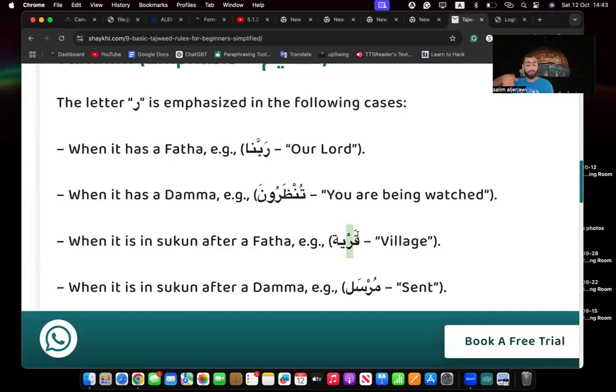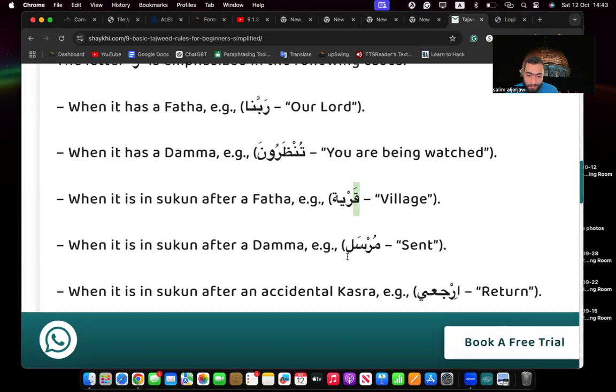If it has fatha or dhamma, now a small secret: if it's on top, it doesn't matter. Make it thick, because fatha and dhamma are always on top. If it's on the bottom, immediately it has to be kasra. Now here, is it qarya or qarya? Because it has a fatha, we make it thick.